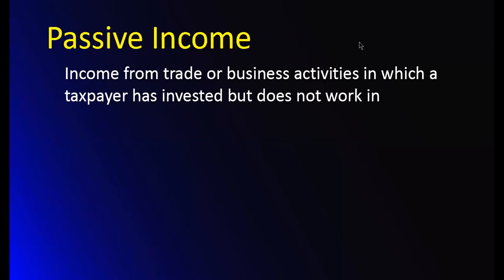All right. But passive income is from a trade or business activity. It could be lots of things that a taxpayer is invested in but does not work in. Like we were talking about, affiliate marketing. You put the ad out there and you let it sit out there. It may get you an income, it may not. It depends on how many you put out there and if you do it the right way and if you're actually sincere about it. That's a big one too.